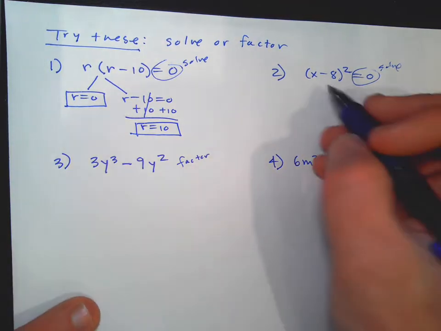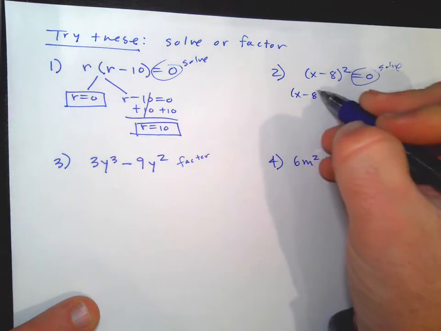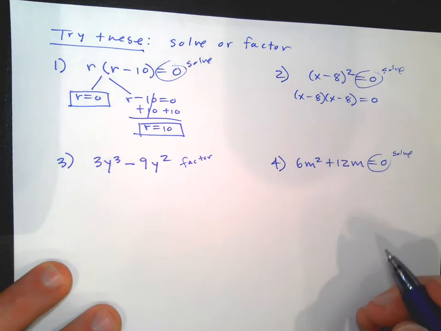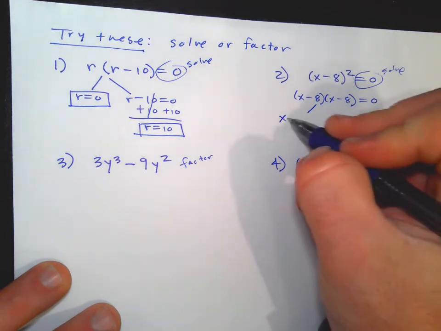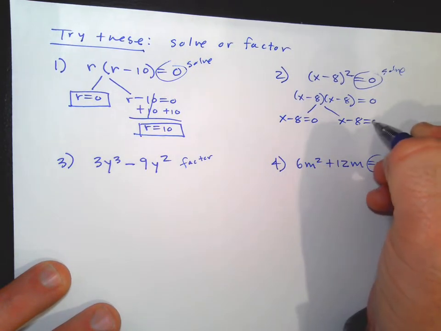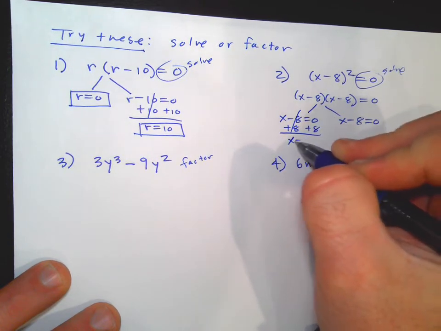Now this one's a little funny. X minus 8 squared is the same thing as x minus 8, x minus 8. And that's the way you should think of it. So there are two factors. They were just together. And we're going to do x minus 8 equals 0. And we're going to do x minus 8 equals 0. I'm going to add 8 to both sides. And we're going to get 8, right?